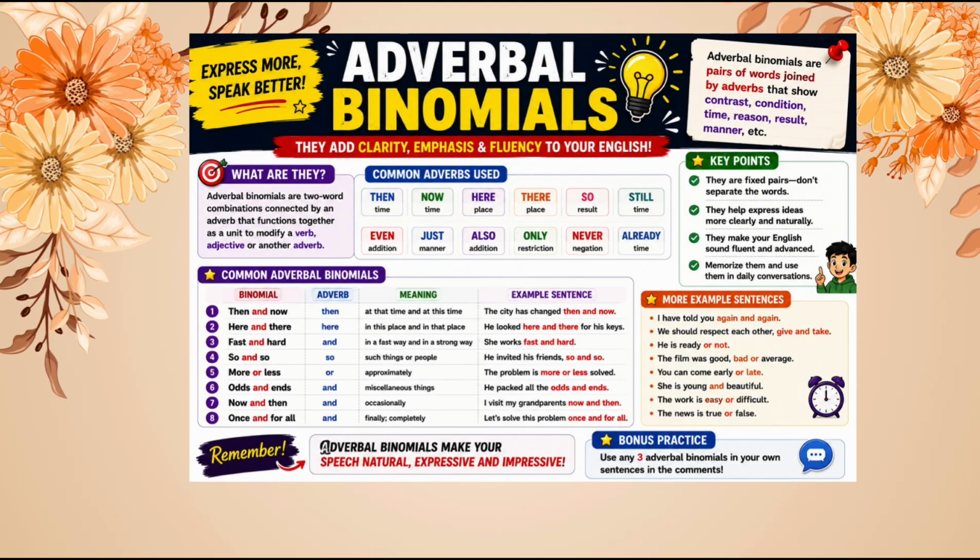He looked here and there. He looked here and there for his keys. Fast and hard. The adverbs here are fast and hard. They are both adverbs, meaning in a fast way and in a strong way. She works fast and hard.